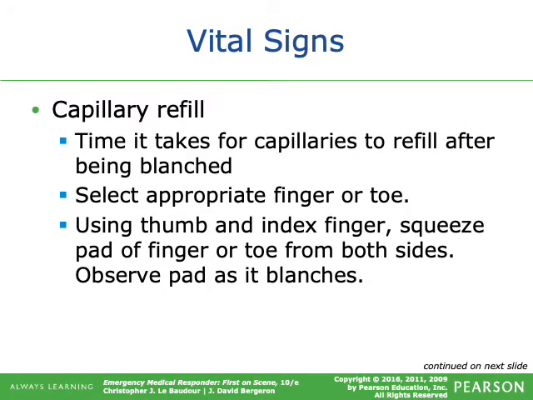Capillary refill. This is the time it takes for capillaries to refill after being blanched. So the process for this is to select the appropriate finger or toe that you want to use. This can be any finger or toe. Using your thumb and your index finger, you squeeze the pad of the finger or the toe from both sides. You're going to observe the pad as it blanches. What that means is it turns white.